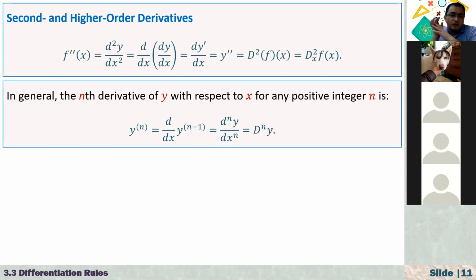Now, second and higher order derivatives. In this way, we can differentiate a second, third, fourth time, more and more, depending on the problem. In our next subchapter, we will talk about the derivative as a rate of change. If our function is a position function, differentiating one time gives us the velocity function, and differentiating twice gives us the acceleration function. If you differentiate one more time, that means three times, it gives us the jerk function.